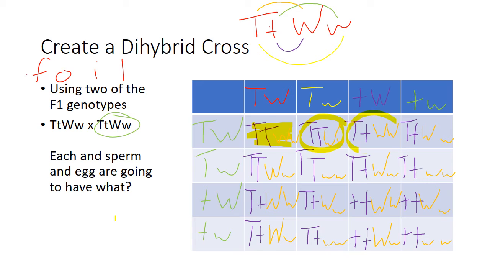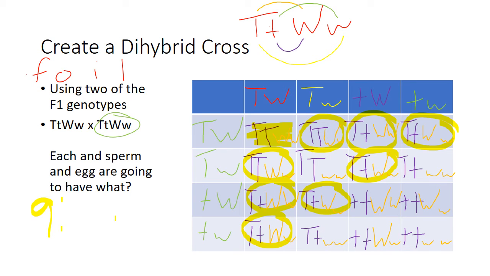This one's purple and tall, big T, big W. This one's purple and tall. This one's purple and tall. This one's purple and tall. And this one's purple and tall. And this one and this one. So if we count those up, that's 1, 2, 3, 4, 5, 6, 7, 8, 9. So 9 are purple and tall.